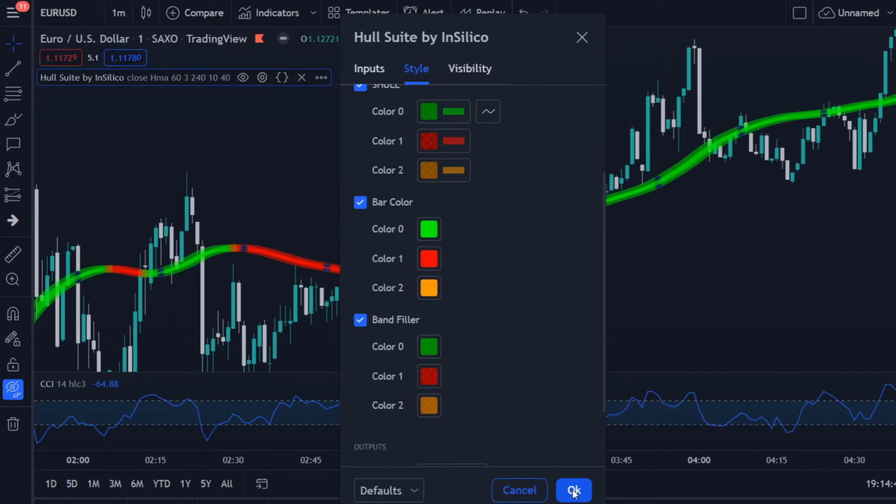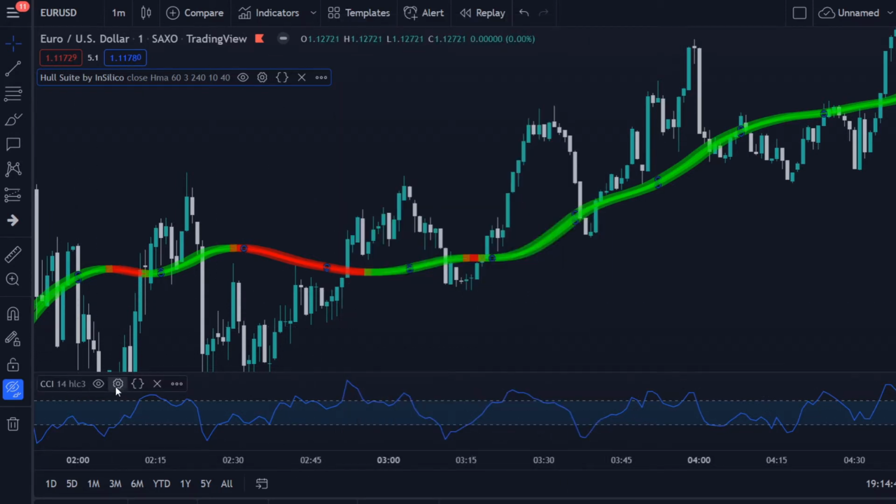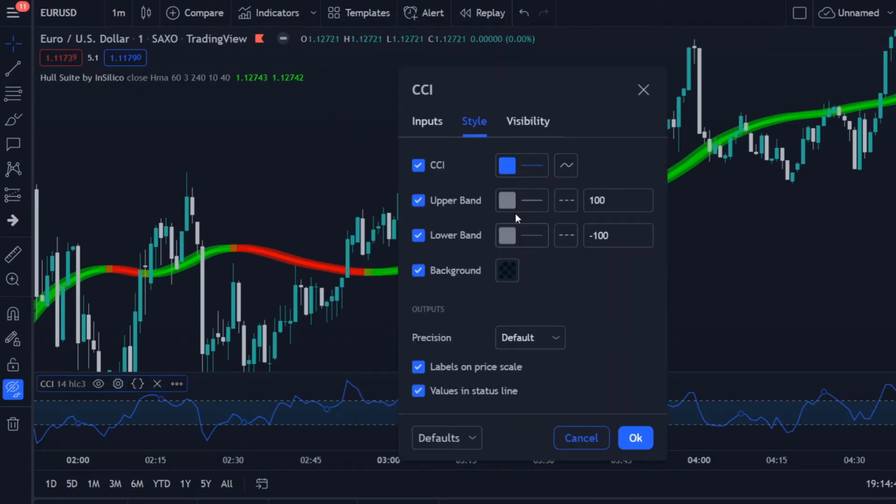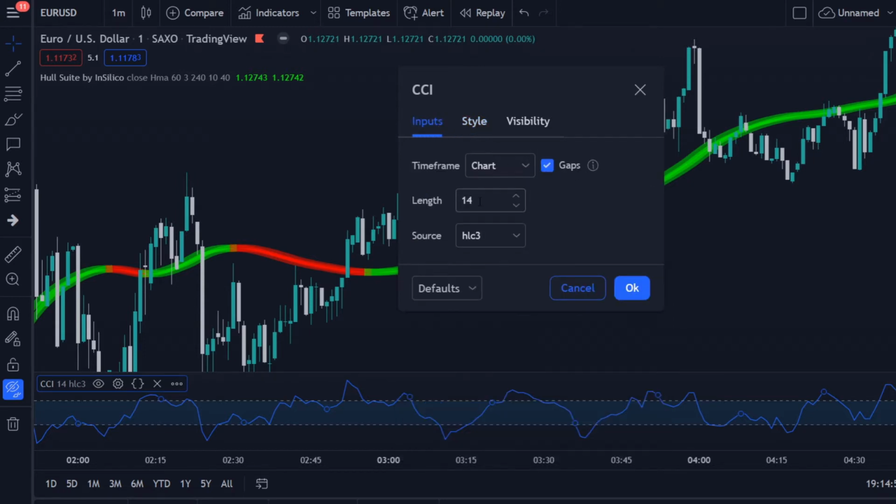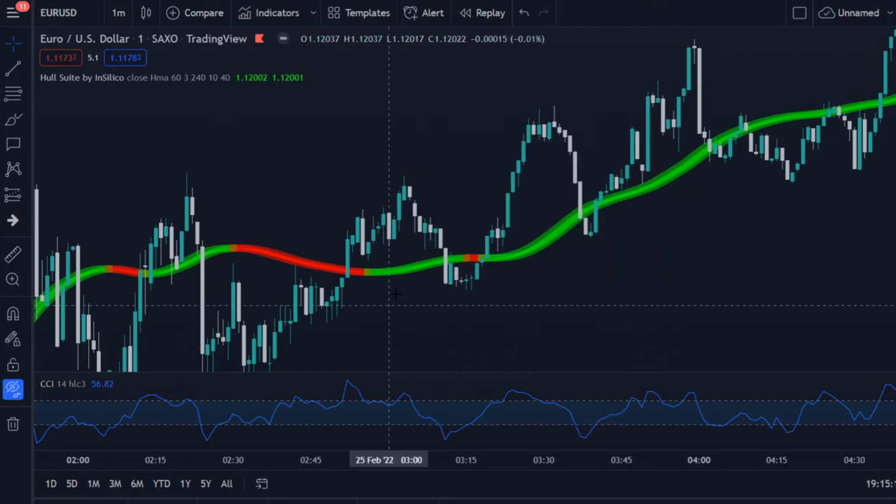Then you click on OK, and we go to the CCI indicator and make sure to use the 100 and the -100. You can play around with the colors. I leave it on default. And then make sure to use the 14 length, not the 20 but the 14. Then we click on OK. This is what you will see.